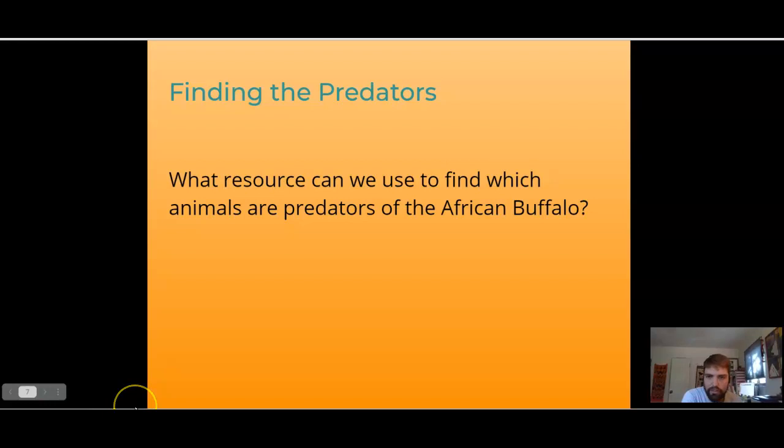All right, so first we've got to find out what predators there are in the Serengeti. And so what resources can we use to find out which animals are predators of the African buffalo? Take a second and jot what you think. How could we possibly figure that out?